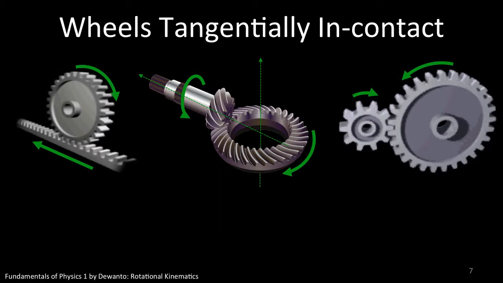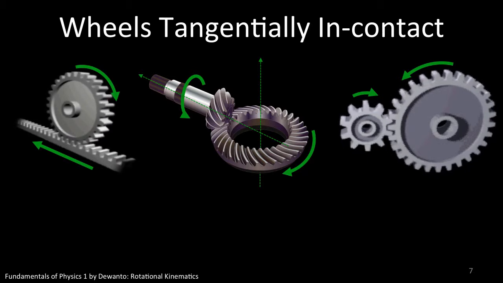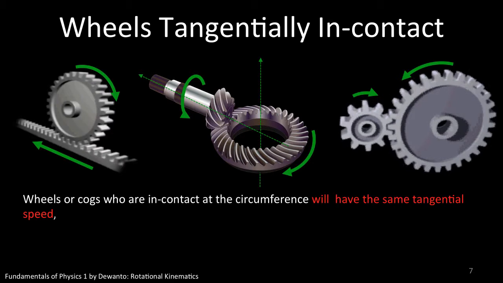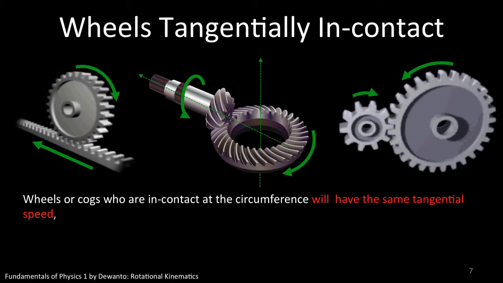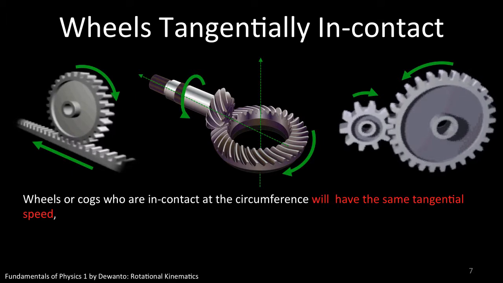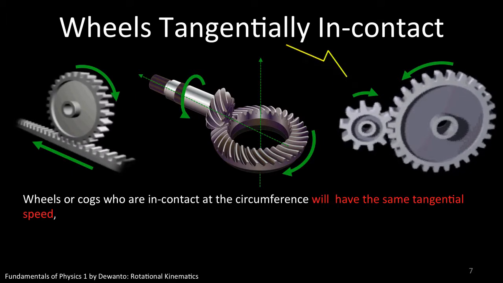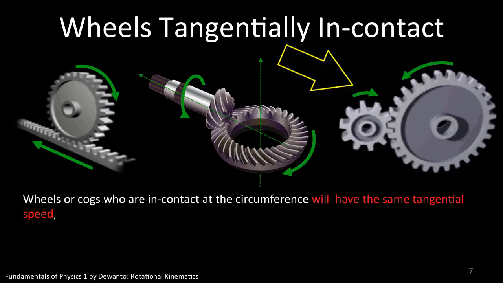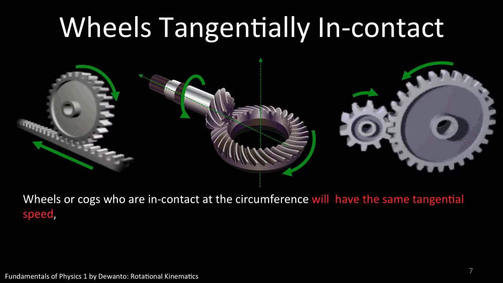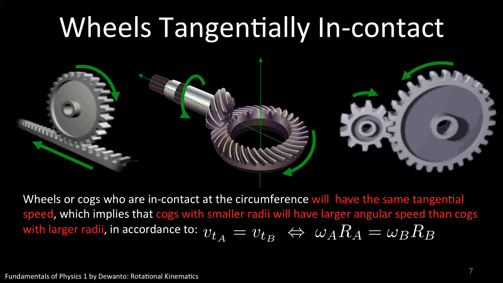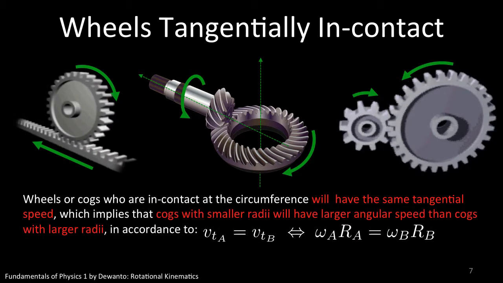In any case, one thing is clear. Wheels or cogs who are in contact at the circumference will move at the same tangential speed. Please note that I use the term tangential speed, not tangential velocity, because depending on their engineering design, the cogs, such as the one on the rightmost figure, do not turn in the same direction, but they are turning at the same speed. This further means cogs with smaller radii will have larger angular speed than cogs with larger radii.